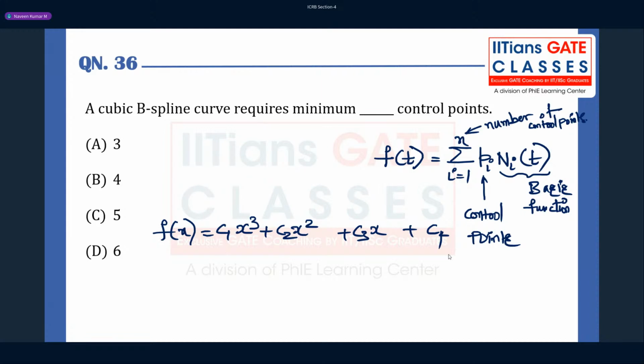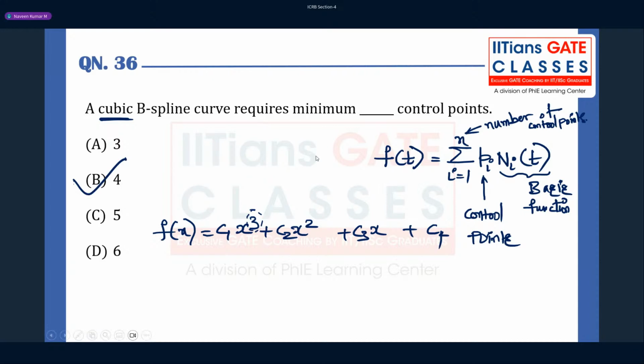For solving c1, c2, c3, c4, how many points are required? Four points are required, because there are four unknowns and four equations have to be found. For four different equations, four points are required. And that is the reason why for a cubic B-spline, because this is the cubic degree, we have to have 4 control points.